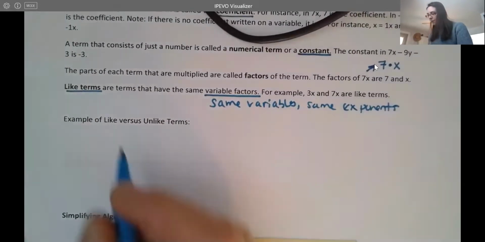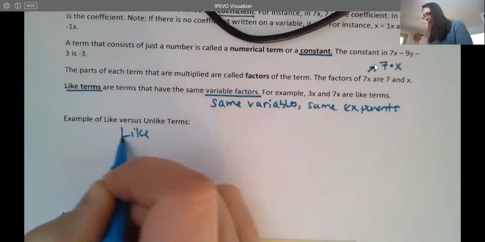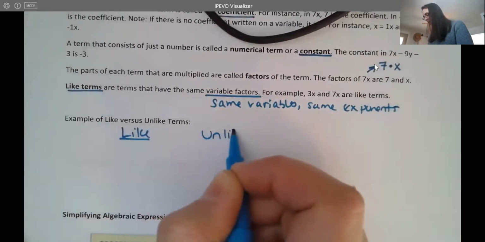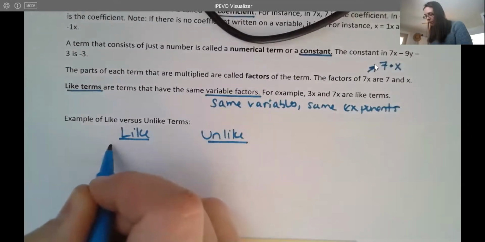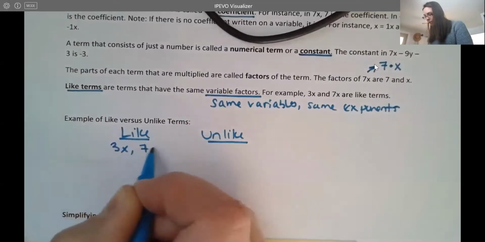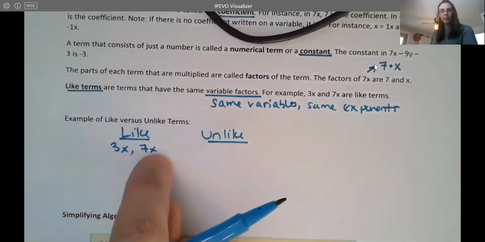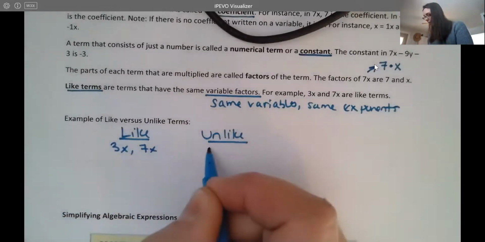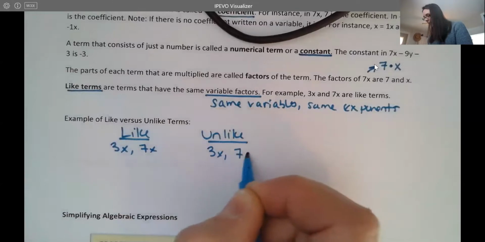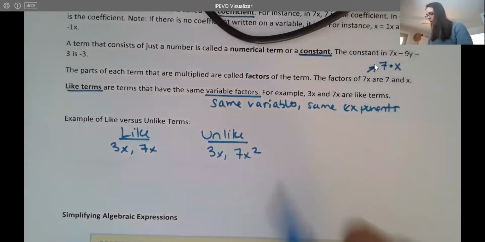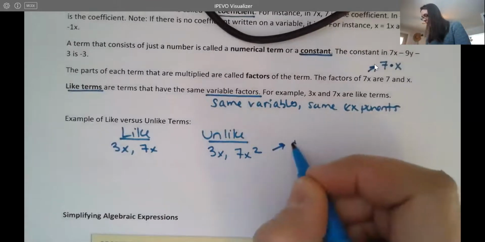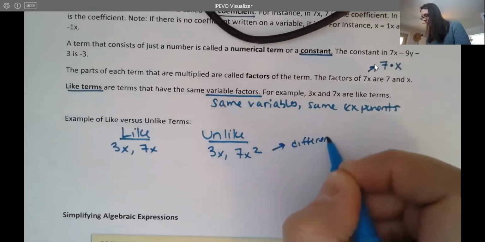Now, this is an important concept, so I just want to review a couple more examples of like terms versus unlike terms. So we have one example of like terms here, right? 3x and 7x. We can see they both have the same variable component. Now, something like 3x and 7x squared, these are unlike. They have the same variable, but the exponent has changed. One is an x and one is an x squared. So those are different things. These have different exponents or different powers.